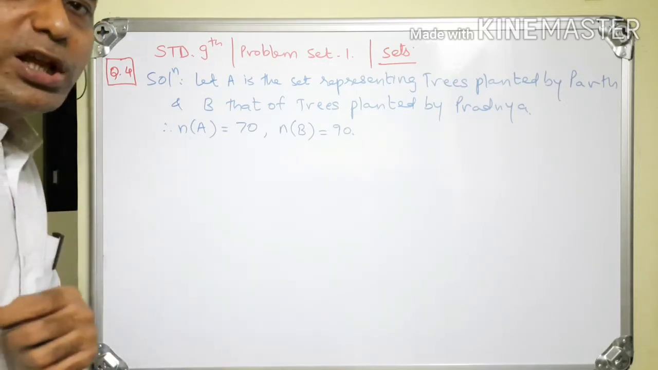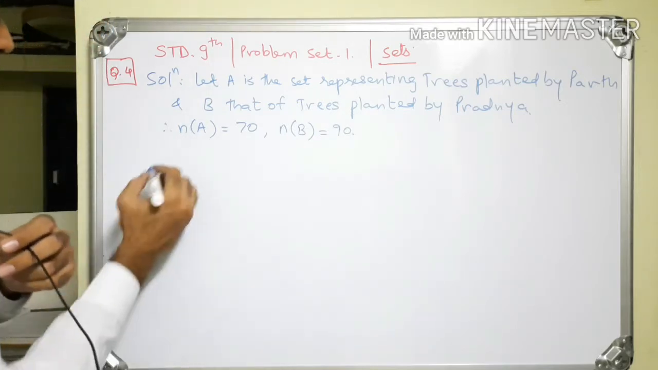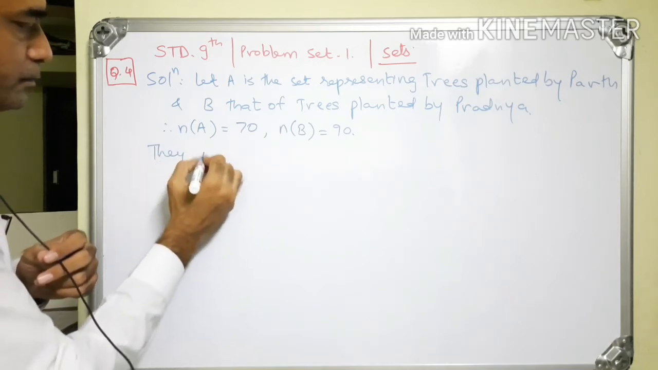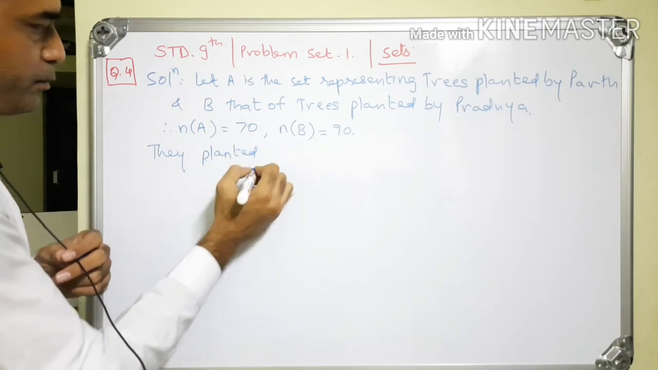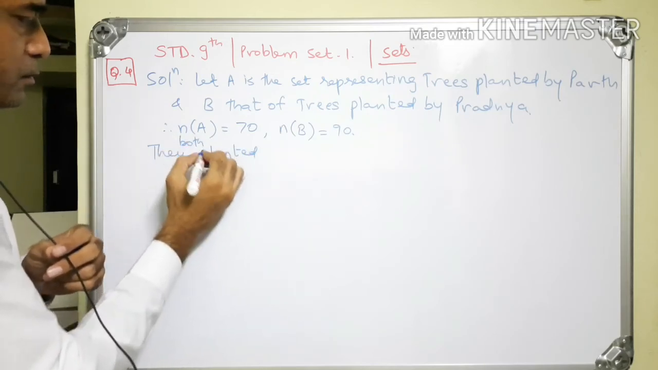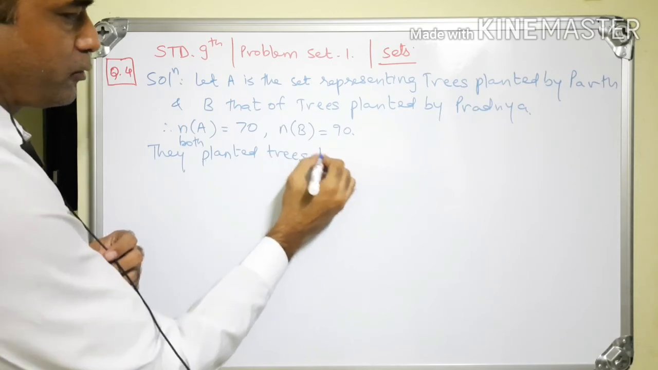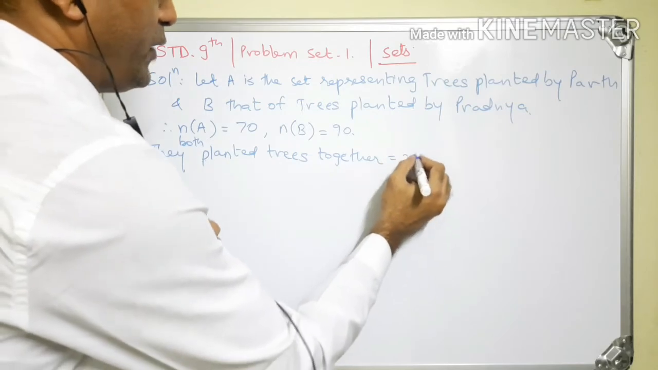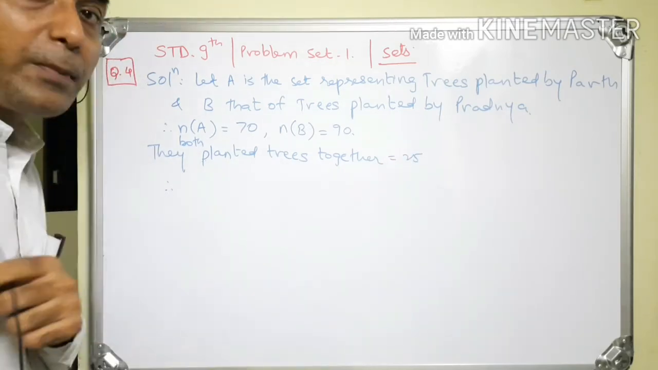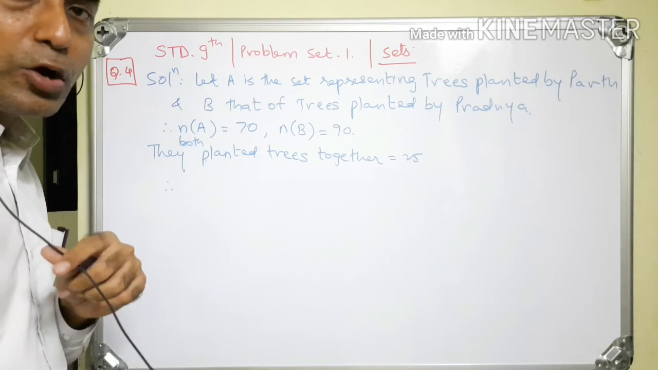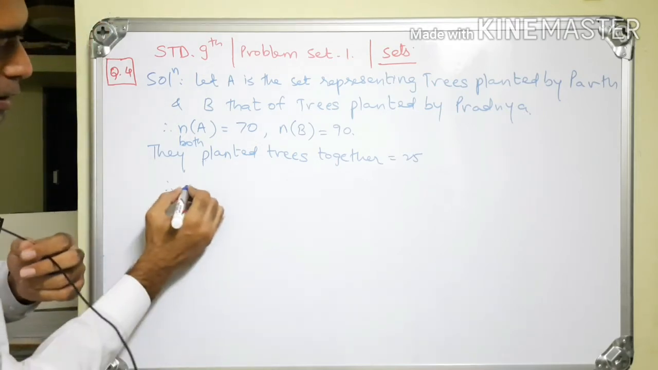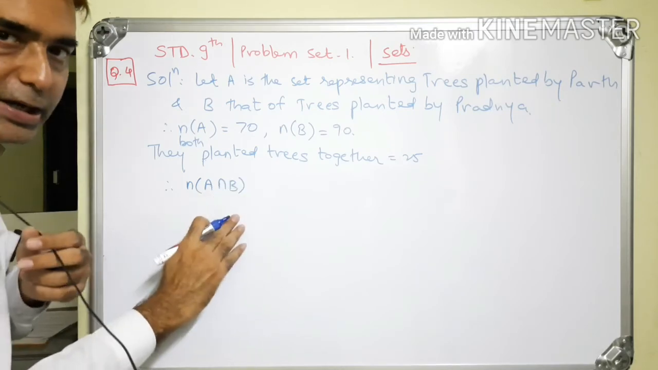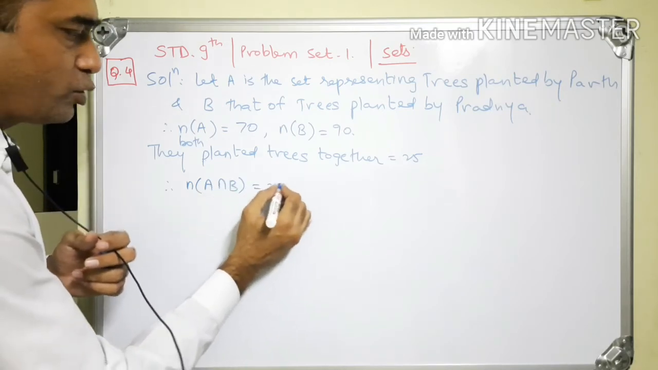Now both of them together planted 25 trees. They both planted trees together, that is 25. Therefore, how will we represent that set? What will we call this set? This will be the number of elements in set A intersection B. This will be the A intersection B set, and this equals 25.